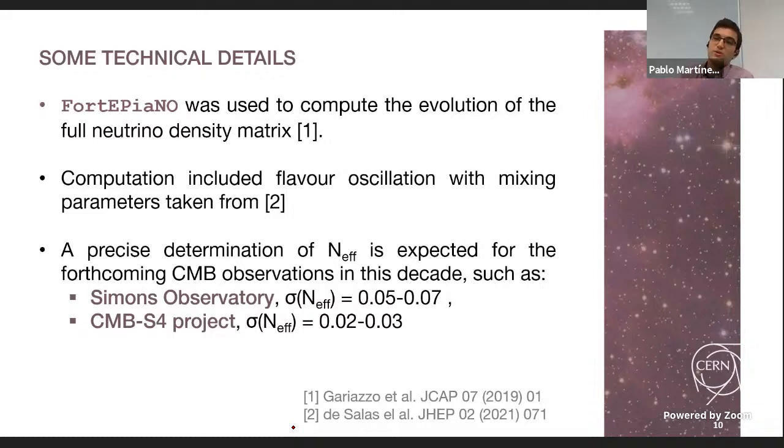And we want to compare these to the forecasts for future sensitivities. So for you to have a taste of what's currently going on, Planck measured N_eff to be around 3-ish, plus minus 0.2, more or less, depending on the data sets that one combines. But the sensitivity is more or less at the level of 0.2. For future surveys, one has Simons Observatory, which is expected to improve that limit by a factor 3 or 4. And then the CMB-S4 project, which could actually improve it by one order of magnitude. So that means measuring N_eff with a precision of 0.02. And this is actually very good.